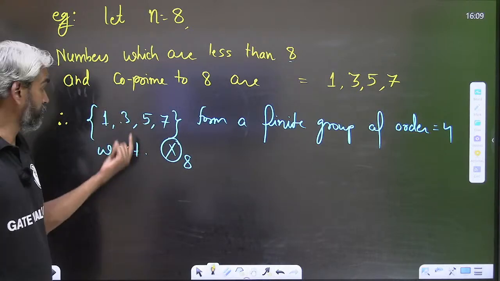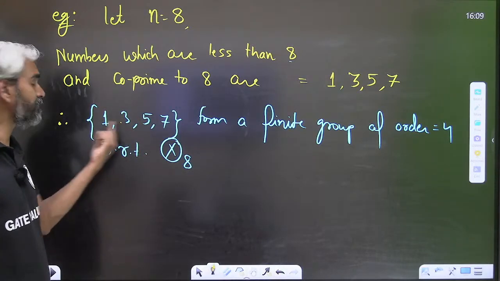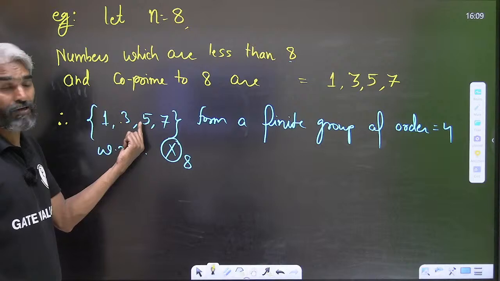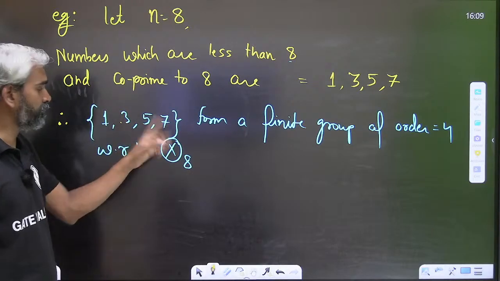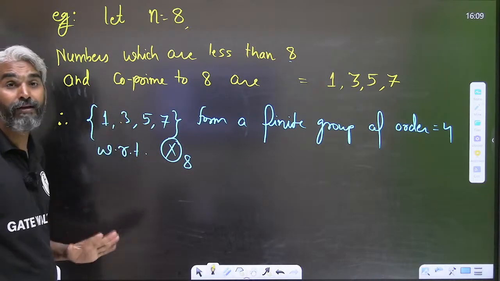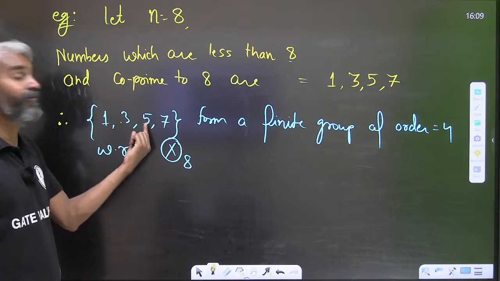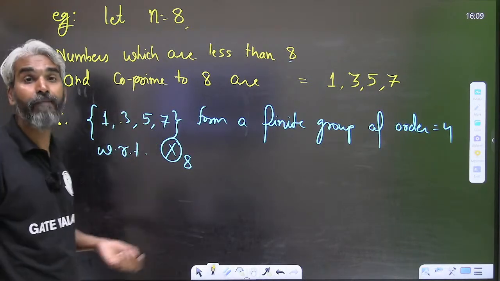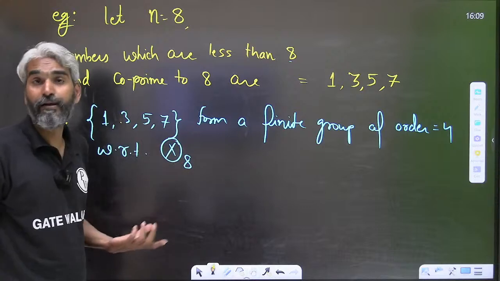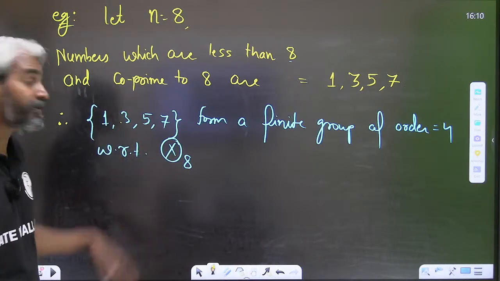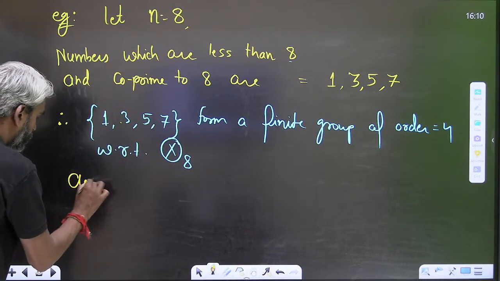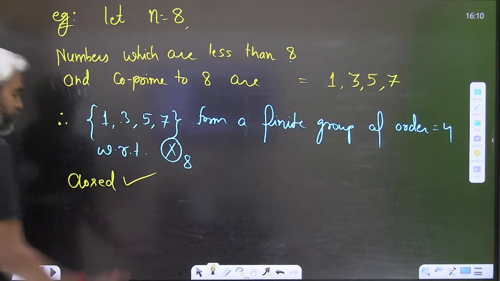Again, no problem. Let's check for 5. We already checked 1 and 3. 5 5s are 25 divided by 8, remainder 1. 5 7s are 35 divided by 8, remainder 3. Again, no problem. Let's check 7 with 7. 7 7s are 49 divided by 8, remainder 1, already present in the set. So this set is closed.